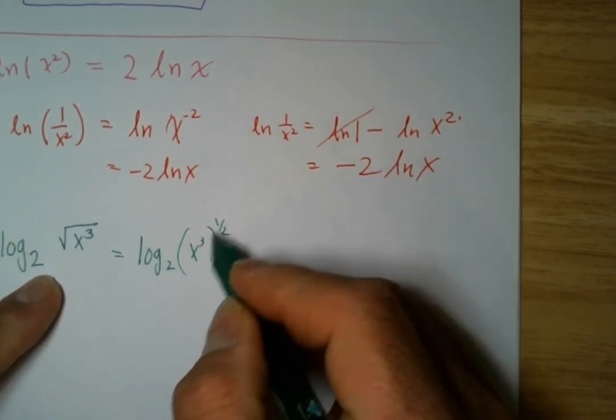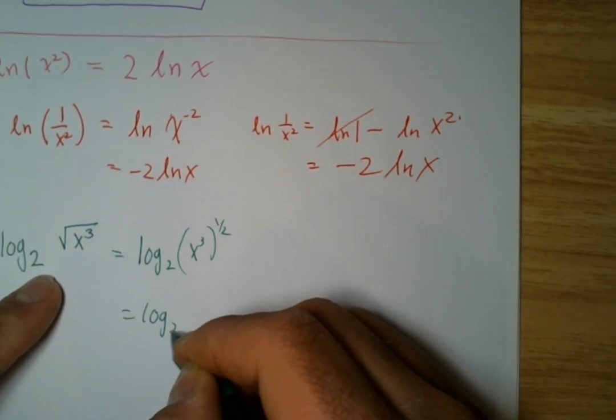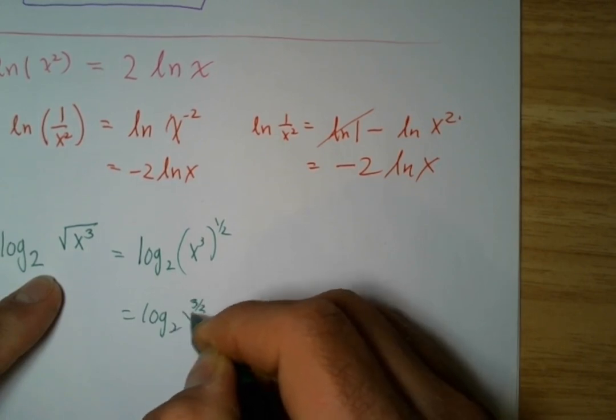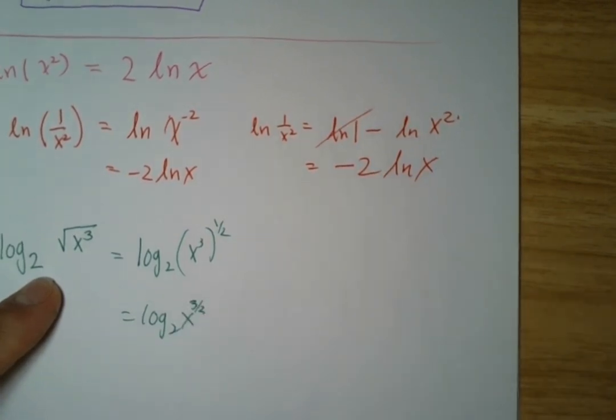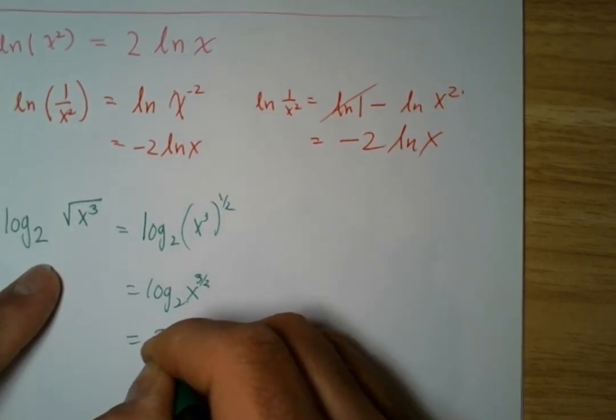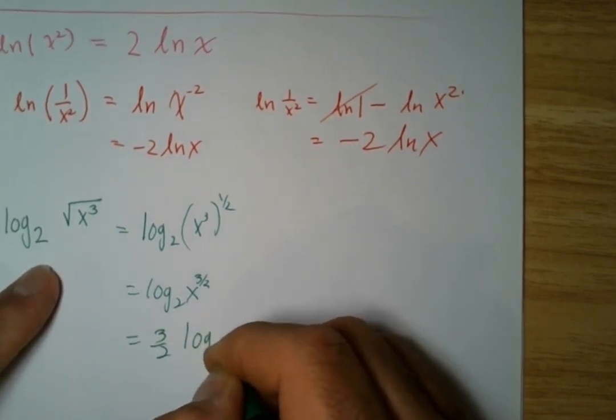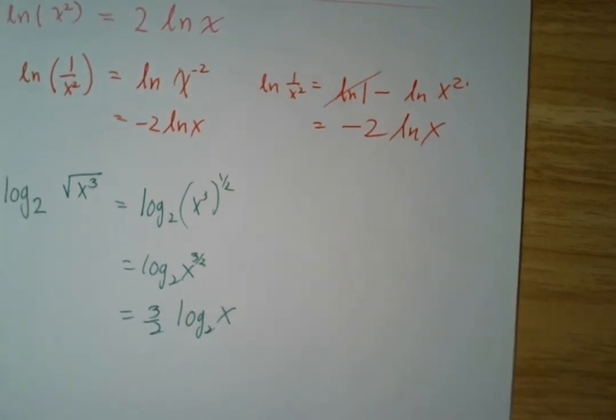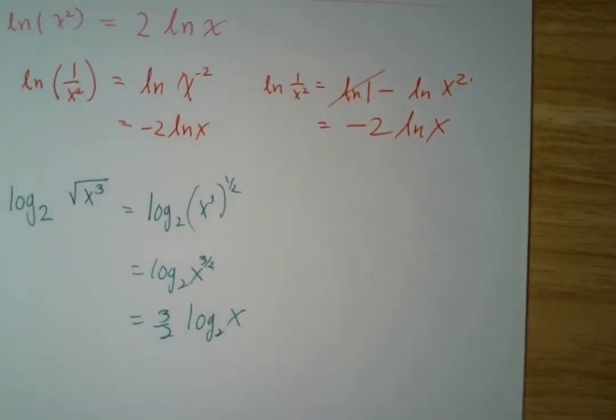Right? And now using exponent rules, we get log base 2 of x to the 3/2, and now we can apply our power rule, 3/2 log base 2 of x. And there you go. And that's how we apply our power rule.